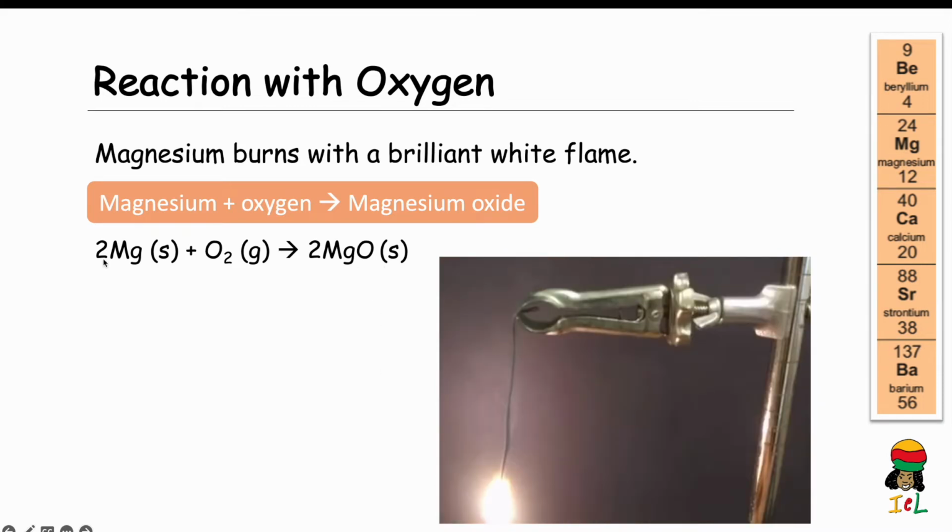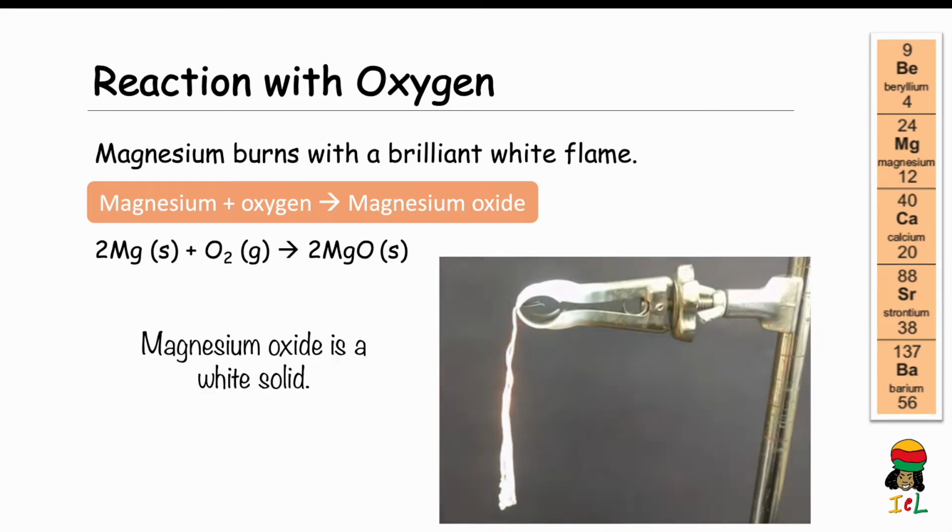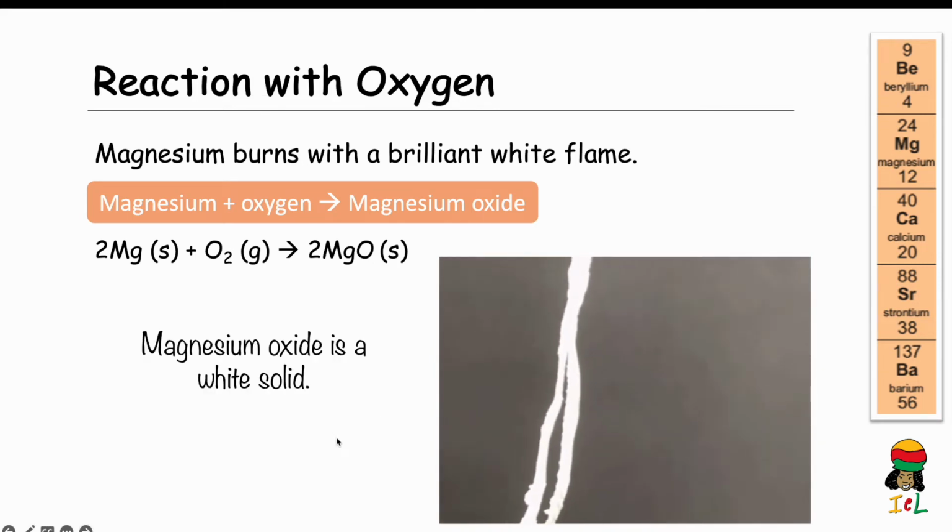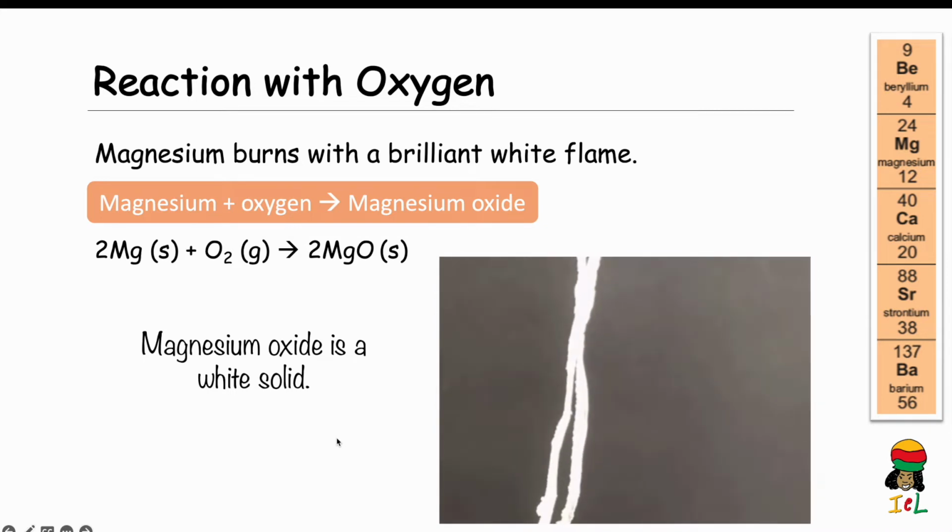Note that 2 is placed in front of the magnesium as well as the magnesium oxide in order to balance the equation. So we now have 2 magnesium atoms on the left as well as on the right, and we have 2 oxygens on the left as well as on the right of the equation. Magnesium oxide is a white solid, as we can see in our video.